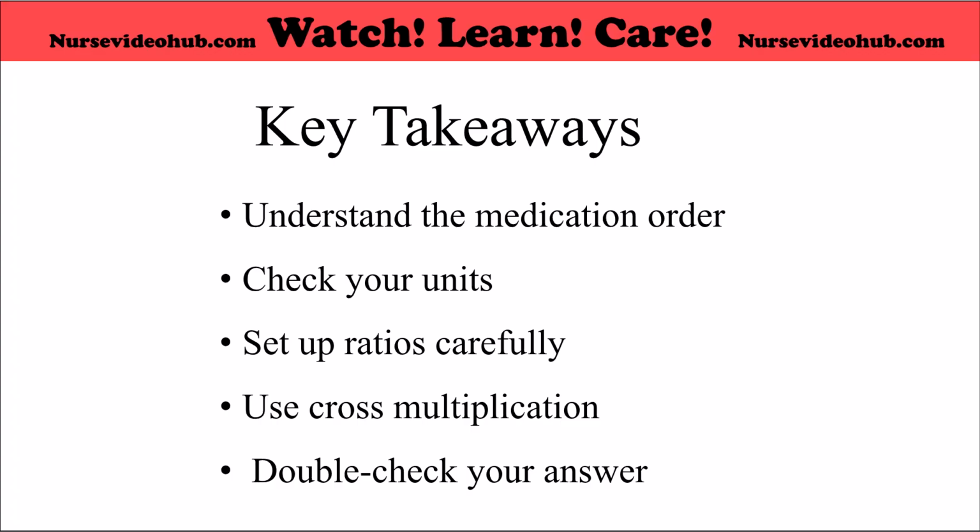There are key takeaways for using the ratio and proportion method. First, understand the medication order. Is it weight-based? Does it require a conversion? Second, check your units. Make sure they match before solving. Third, set up ratios carefully. Keep the same items in the numerator and denominator across both ratios. Fourth, use cross multiplication. Then divide to solve for the unknown. And last but not least, double check your answer. Ask a colleague or pharmacist if unsure.